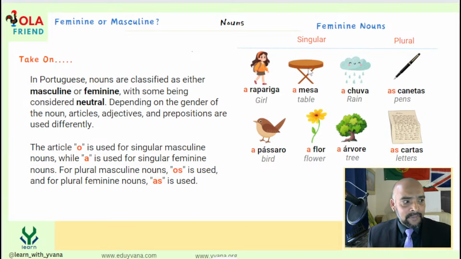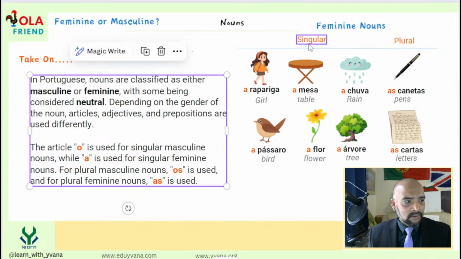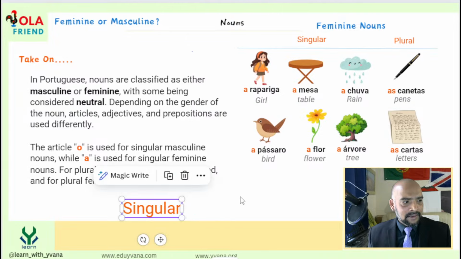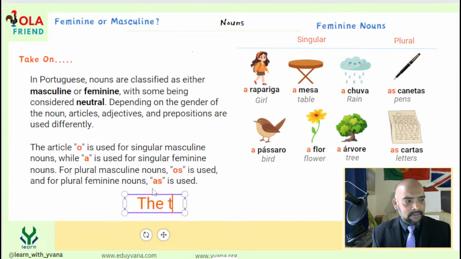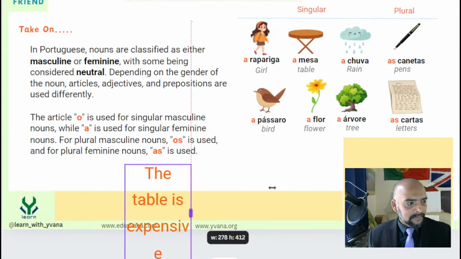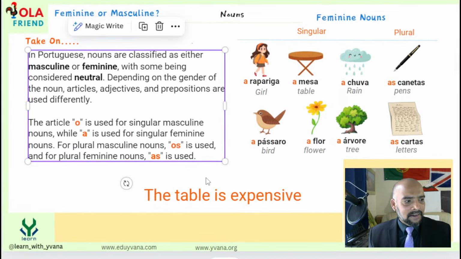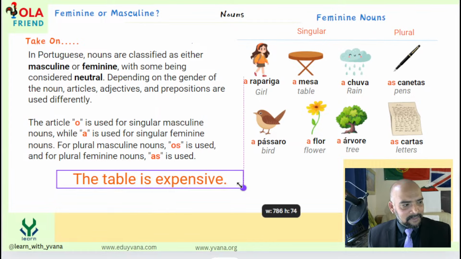So for example, let's see two things here. Let's see caneta and mesa. We took two things here, and let me provide you one example, right? For example, if I have to say that the table is expensive, you are welcome, Fran, the table is expensive. How can you say the table is expensive in Portuguese? If anybody can make a sentence here, the table is expensive. How can you say? Let's try to make it.